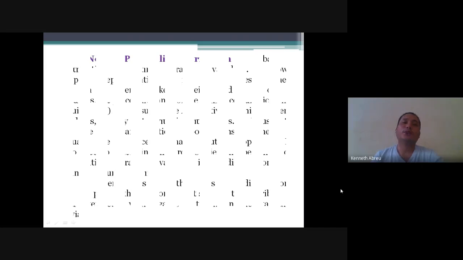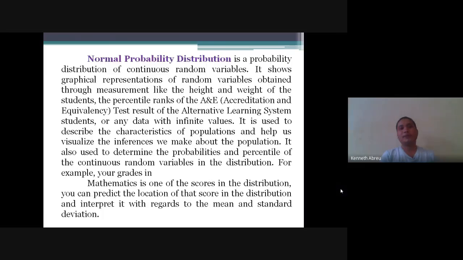Okay. So, normal probability distribution is a probability distribution of continuous random variable. Since ang kinukuha na natin dito would be in terms of measurement, so ang distribution natin ngayon would be continuous random variables. Wala na tayo sa discrete. It shows that graphical representations of random variables obtained through measurement like the height and the weight of the students.